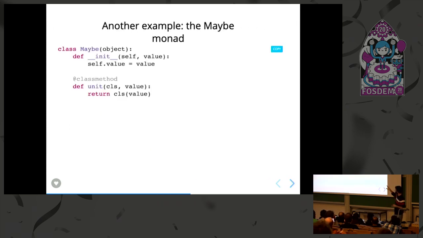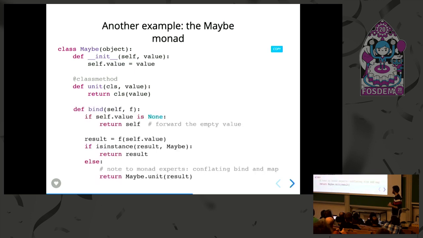So let's try to define a maybe class. It's simply going to be a wrapper around a value that we store in an attribute, and unit is simply the constructor. Bind: if self.value is none, that means that we had at some point encountered some computation which returns the empty value, so we don't need to do anything more. We can just return it.